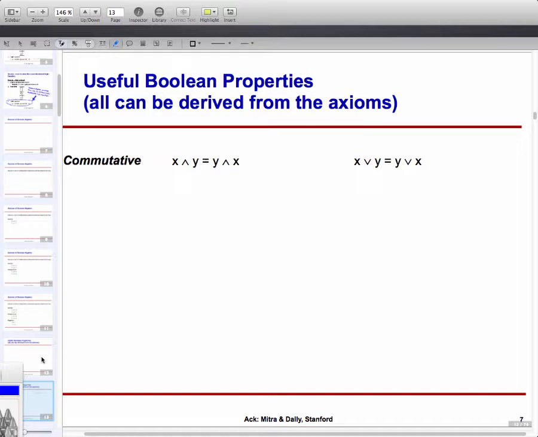In regular arithmetic, addition and multiplication are order independent, but minus is not, and division is not. So not all operators are necessarily commutative, but AND and OR are commutative.